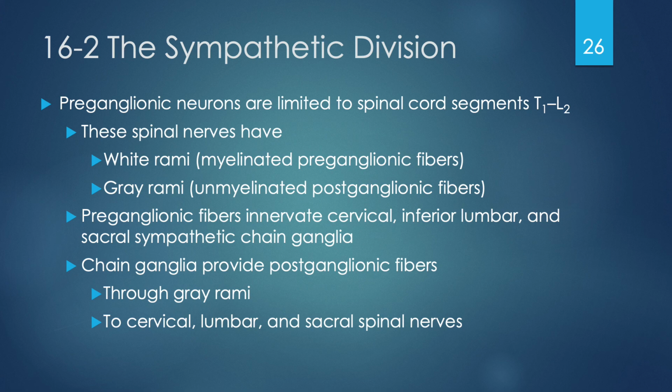Preganglionic neurons are going to be limited to only the spinal cord segments T1 through L2, so that was why we call it the thoracolumbar division. Those spinal nerves are going to have both white rami and gray rami. The white rami are myelinated, and the gray rami are the unmyelinated postganglionic fibers. The preganglionic fibers are going to be able to innervate our cervical, inferior lumbar, and sacral sympathetic chain ganglia, and those chain ganglia provide all of the postganglionic fibers, so they go through the gray rami, which again are unmyelinated, and then that will go to the cervical, lumbar, and sacral spinal nerves.